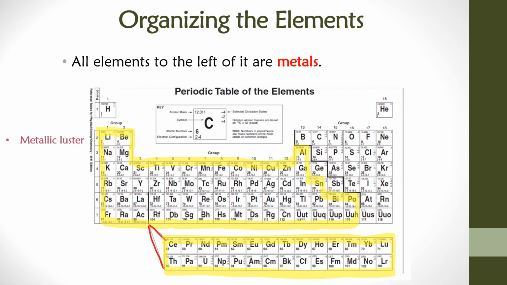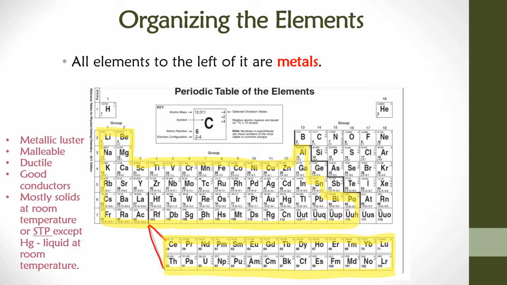So some of the properties of the metals include they have a metallic luster, which means they have a shine to them. They are malleable, which means they can be folded, bent easily, and they can be shaped into sheets. They are ductile, which means they can be shaped into wires. They are good conductors of heat and electricity. This is one of the most basic properties of metals. And most of them are solids at room temperature or at STP, which is standard temperature and pressure, except Hg, which is mercury.